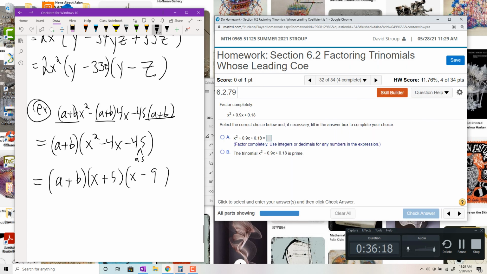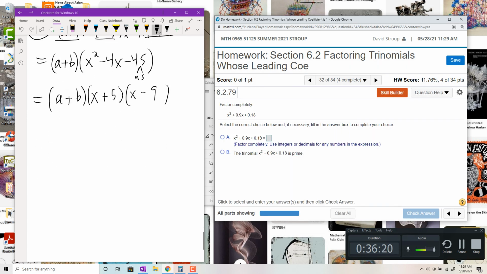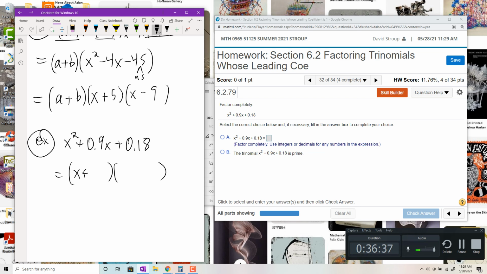Okay. Yeah, you can have decimals, no big deal. x squared plus 0.9x plus 0.18. So this would be, it's a plus plus, right? x plus, x plus. I need two numbers that multiply to give me 0.18, but add to be 0.9. So I'm thinking 0.2 and 0.